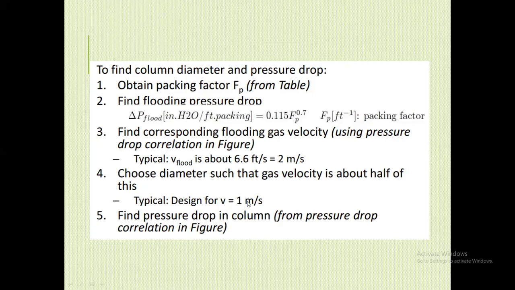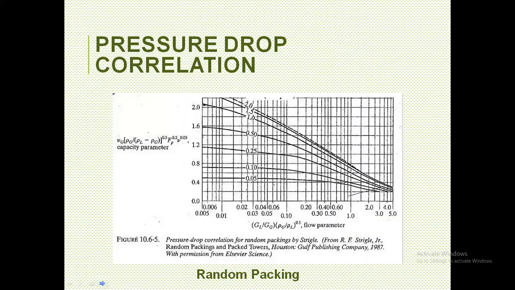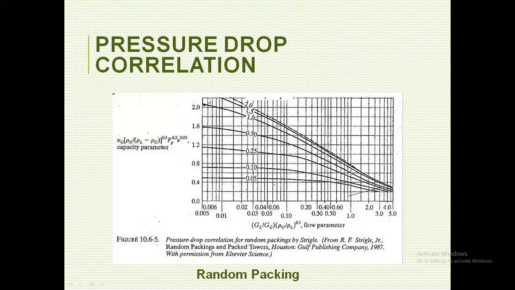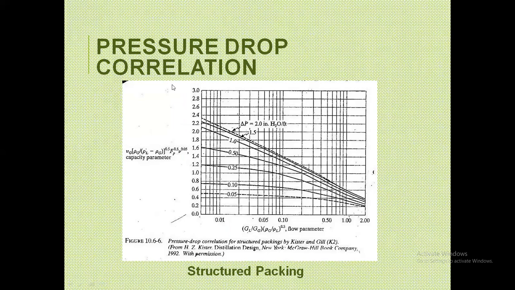Linear velocity is 1 meter per second. But in our case, it depends on the size of your column. So you increase the diameter, of course, you decrease the velocity if you increase the diameter. If you decrease the diameter, you also increase the velocity. Okay? And then after that, find the pressure drop in the column from the pressure drop correlation figure. Now, all of this we will do next meeting. So, by the way, before I miss, you have a different pressure drop correlation for random packing, and you have a different one for structured packing.